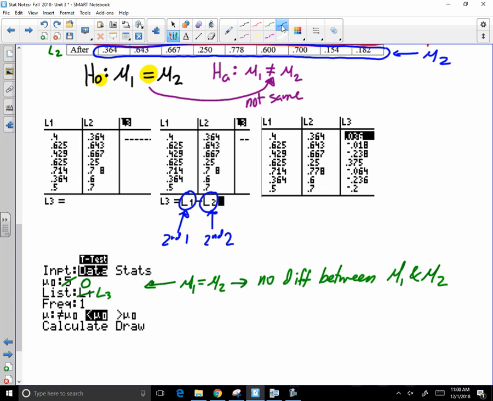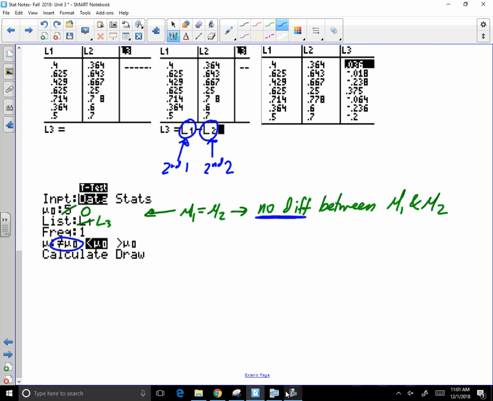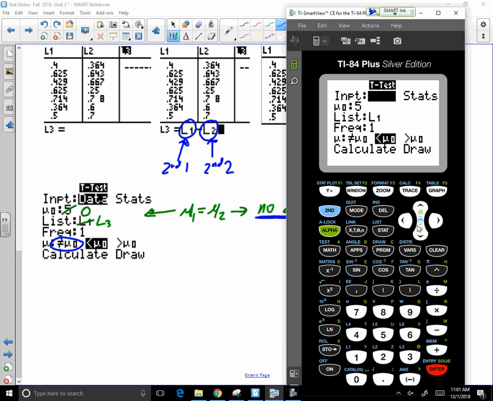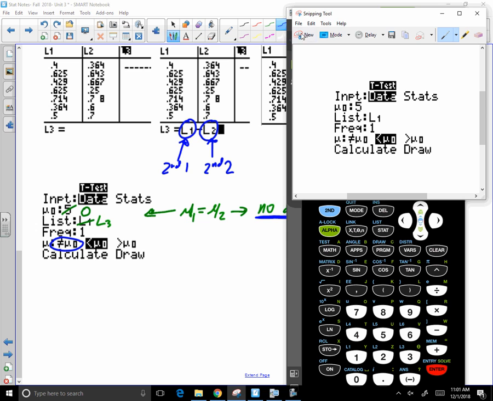Wait, so what if you just cross out where mu not equals 5? Yeah, because the 5 was from the last problem, we're going to make that a 0, because that implies no difference, 0 difference between the sets. It's a not equal symbol because that's consistent with our alternative hypothesis, and then we go to calculate. So second 3 to get your L3. So 0, L3, not equal, and then go to calculate.